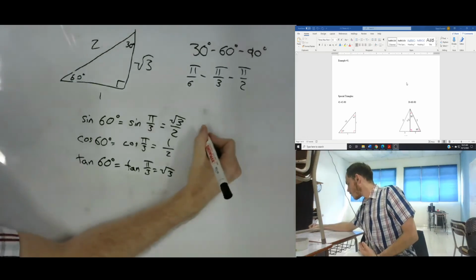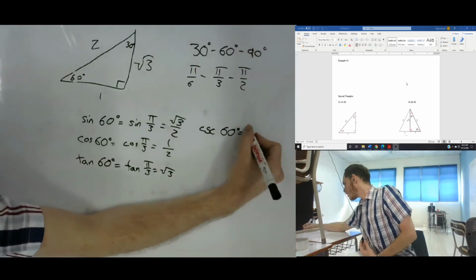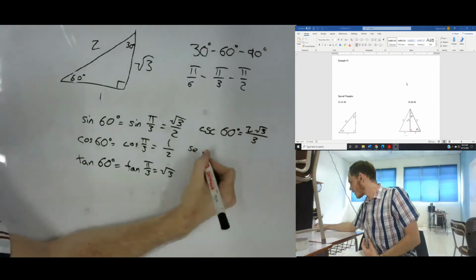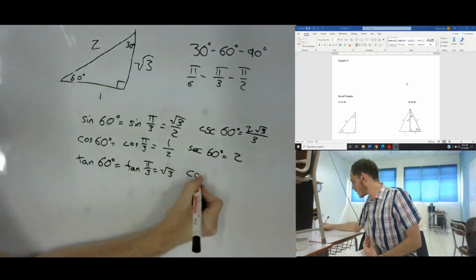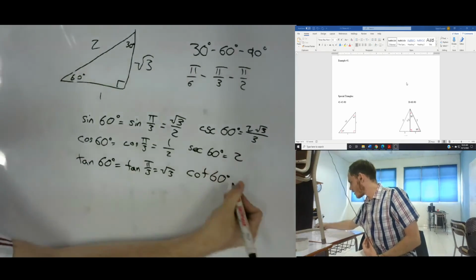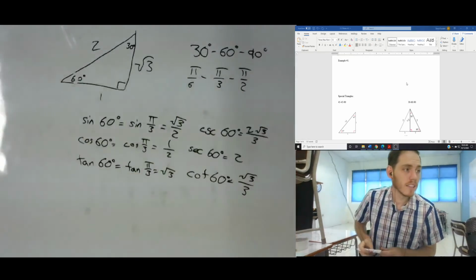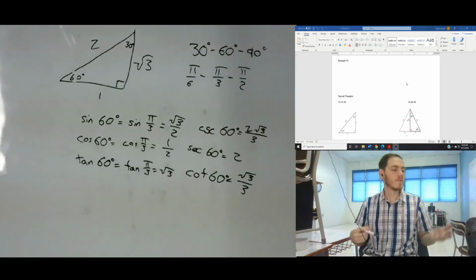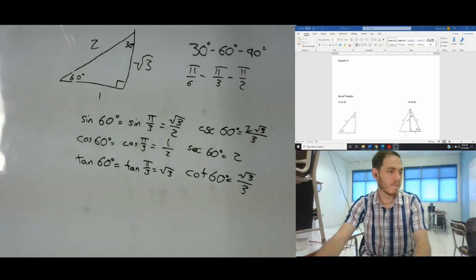And I'm just going to give you cosecant of 60 degrees. It's going to equal 2 square root 3 over 3. Secant of 60 degrees is going to equal 2. And cotangent of 60 degrees is going to equal square root of 3 over 3. Okay, that's that for now. And then there's 30 degrees. So in class, I will have expected you to figure out what sine of 30, cosine of 30, tangent of 30, cosecant of 30, secant of 30, and cotangent of 30. Okay? Okay, next video.